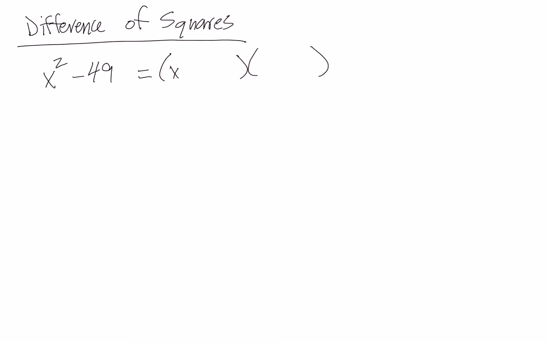Basically what you want to do is look at square rooting both terms. So if you square root x squared, that'll give you an x and an x. And if you square root 49, square root of 49 is 7, so that'll give you a 7 and a 7. And the reason we call it a difference of squares is one's a plus and one's a minus. So the trick to this one is just sort of knowing the format of these, because if you were to FOIL this out, you'd get x squared plus 7x minus 7x minus 49.